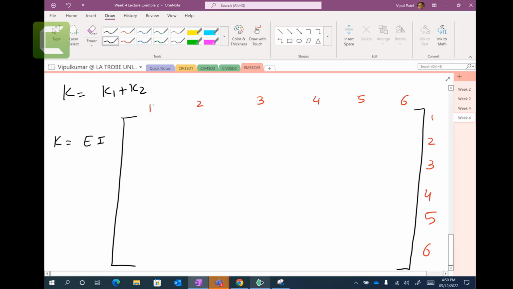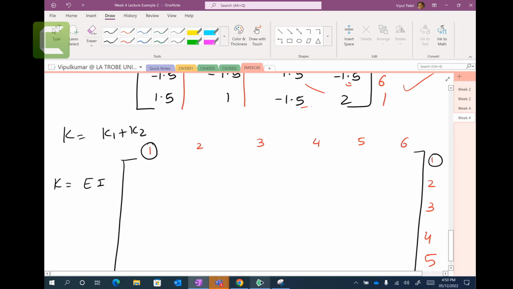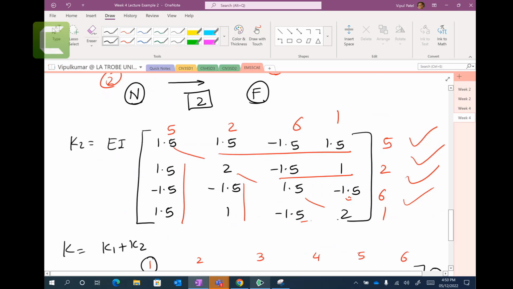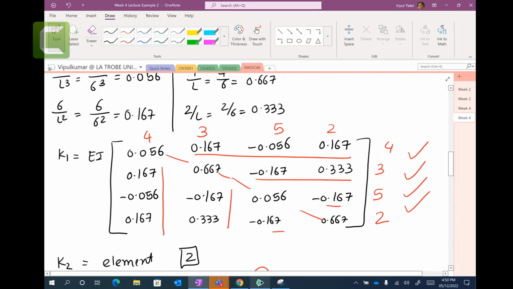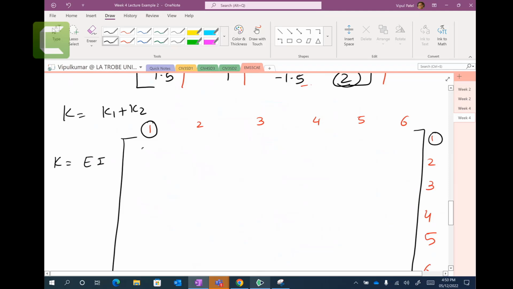In here, column 1, row 1. Let's go and get it. Column 1, row 1 is 2. Do we get that anywhere else? No. So there is a 2 here.